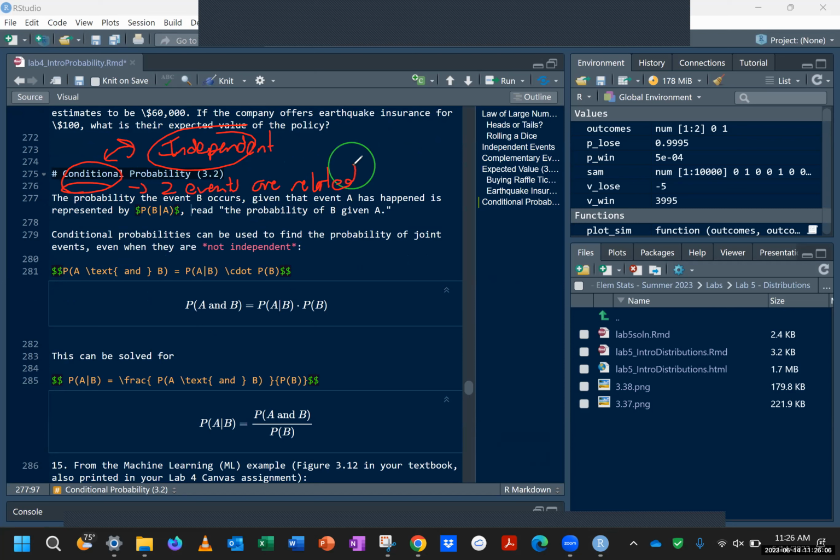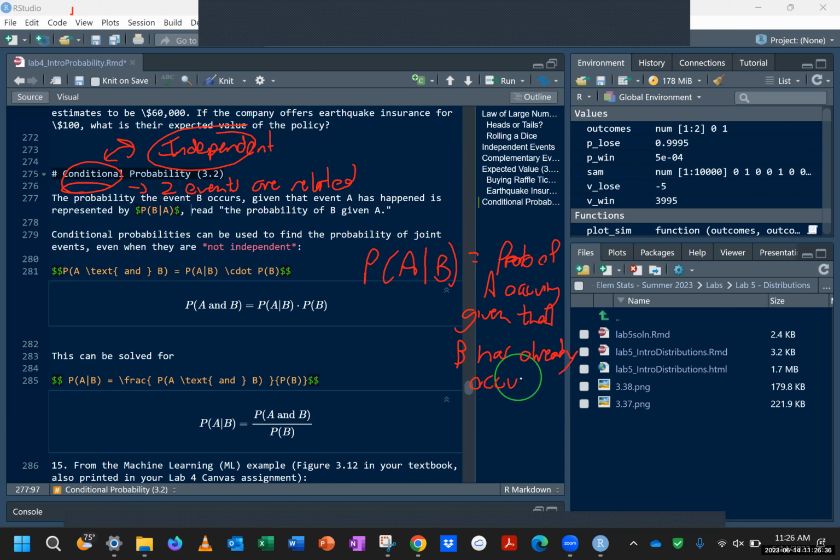So when two events are related, we have to be a little more careful for finding probabilities. So what we do is we find out the probability of A, we write a vertical line, B. This means the probability of A occurring given that B has already occurred. Knowing that B occurs gives us more information, and that can change the probability of A occurring, as we can see from a two-way table. We'll see that in a bit.